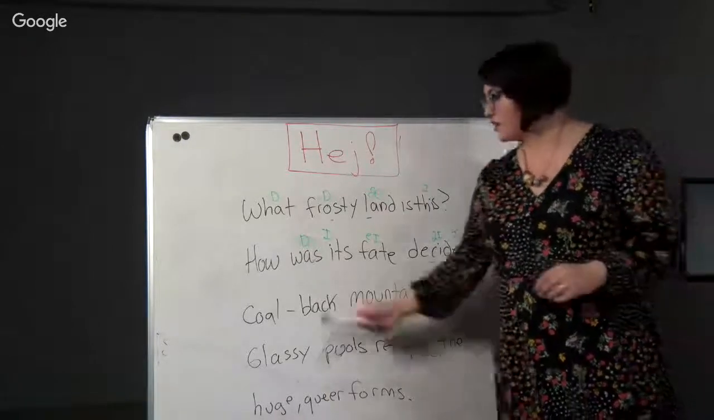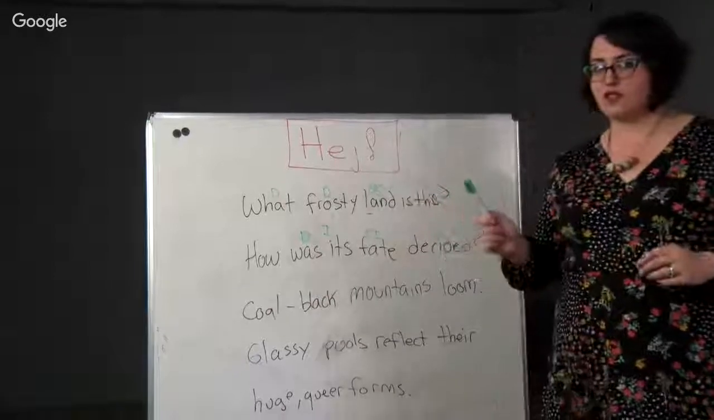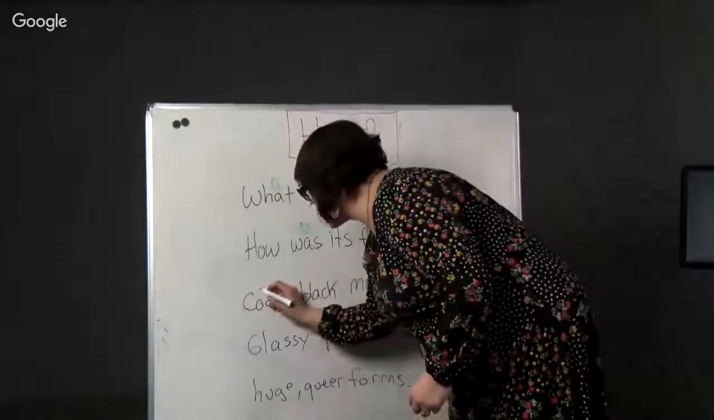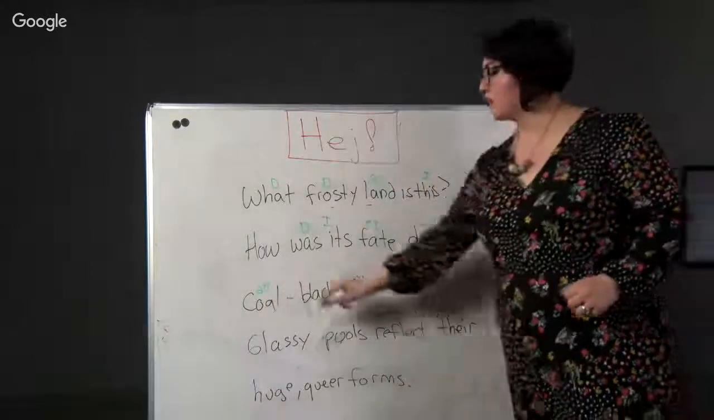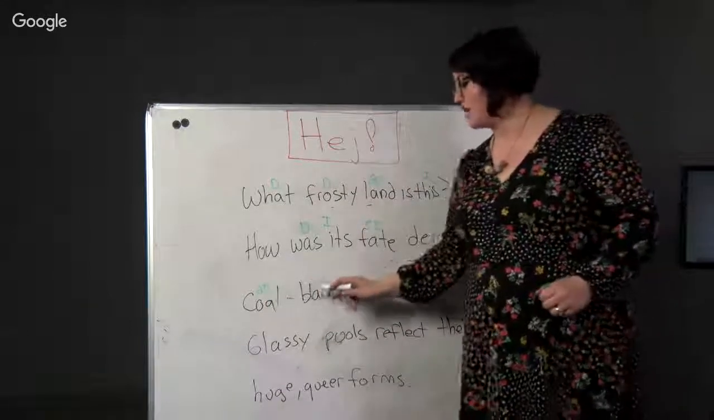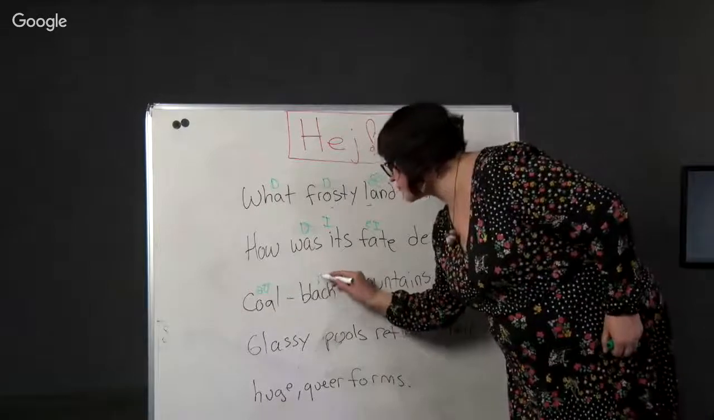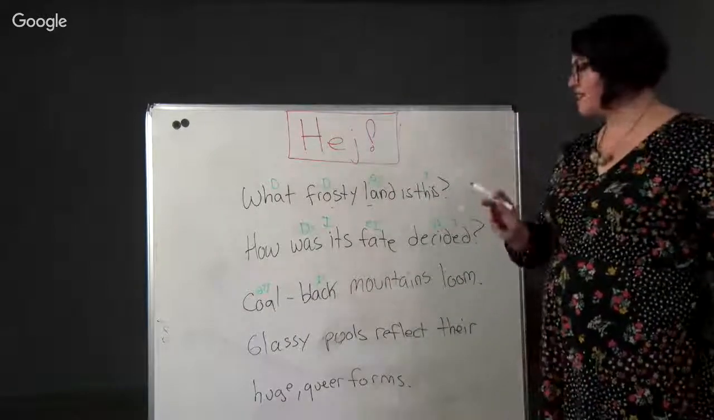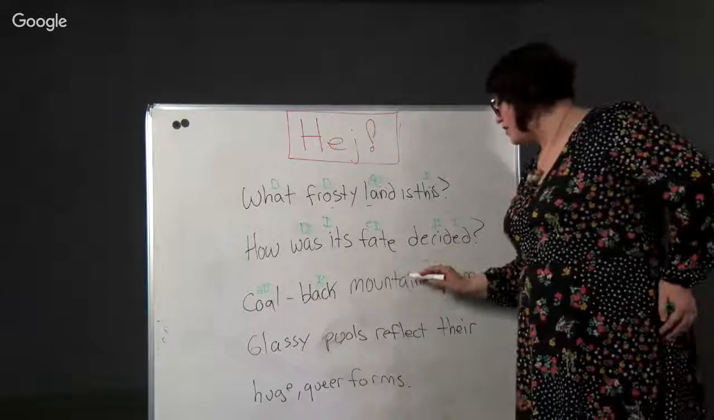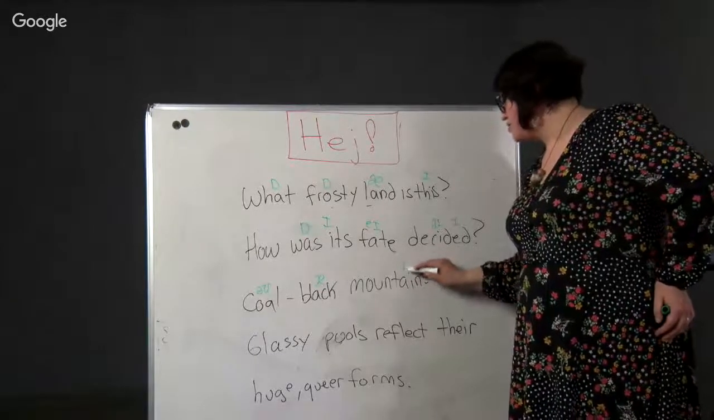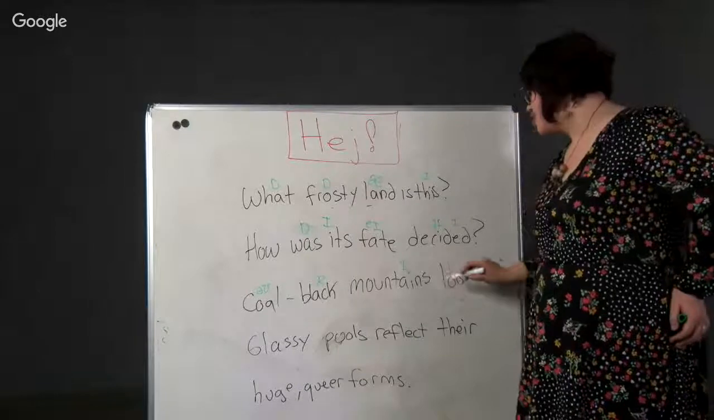Great. Now we've got coal. That is the goat set. Now we're going to try for the schwa and that relaxed U. Coal black. So we've got a nice ah again. Coal black. Mountains. Mountains, just do a capital I there. Mountains, loom.